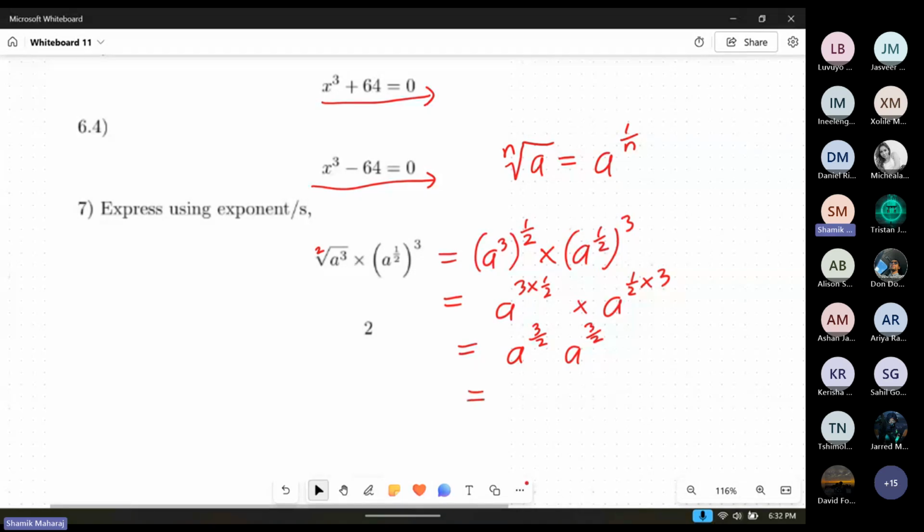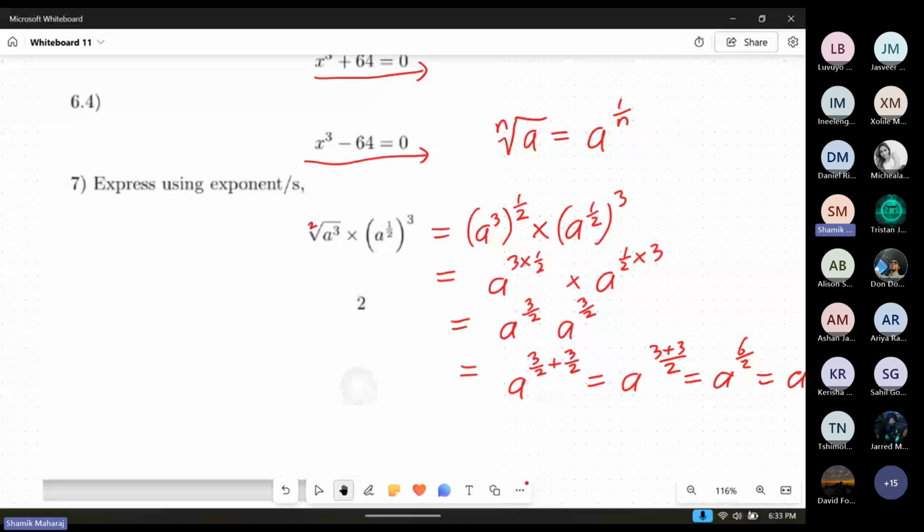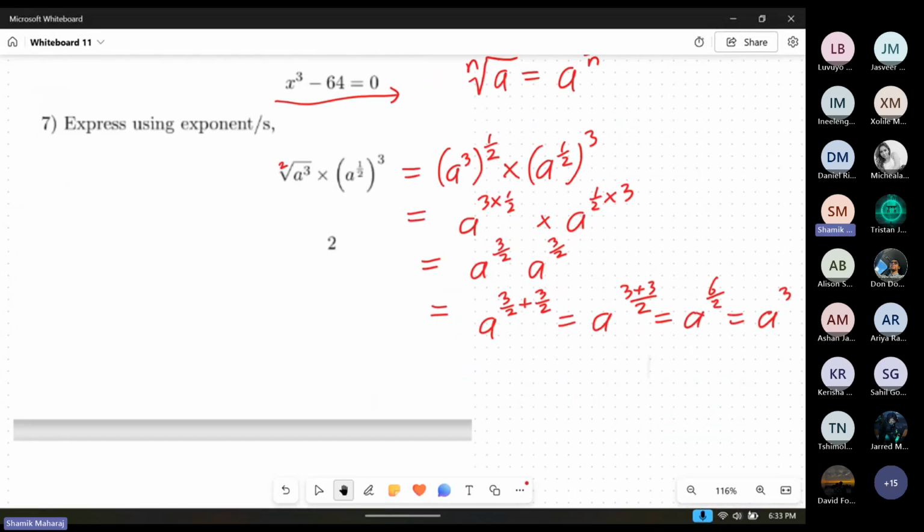Now exponential rules again, when you have a common base and different powers, you can write them using the common base and then just add the powers together. 3 over 2 plus 3 over 2. Okay, and these already have a common denominator, which is nice. So we can just say 3 plus 3 over 2, or just 6 over 2, which we can simplify to a cubed. Okay, is that what the question wanted? Express using exponents. Yep, that's it. That's all we need to do.